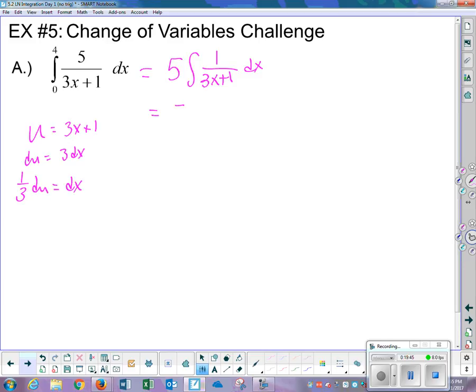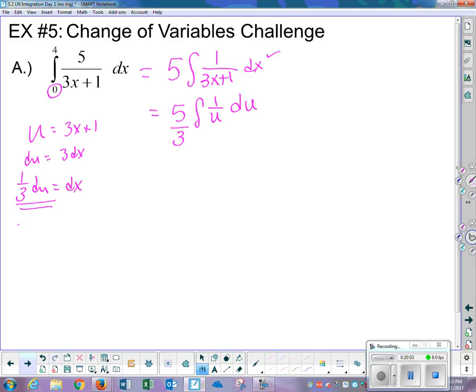That will transfer over to a 5 integral of 1 over u, and then a 1/3 du replaces this dx, so multiply out front by a 1/3, put in our du. Now, the only thing I haven't done was update our bounds.